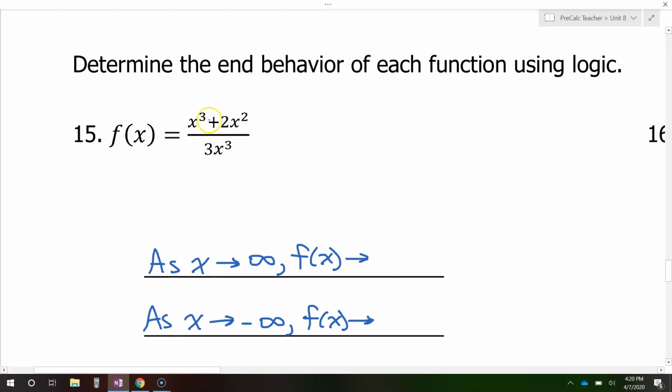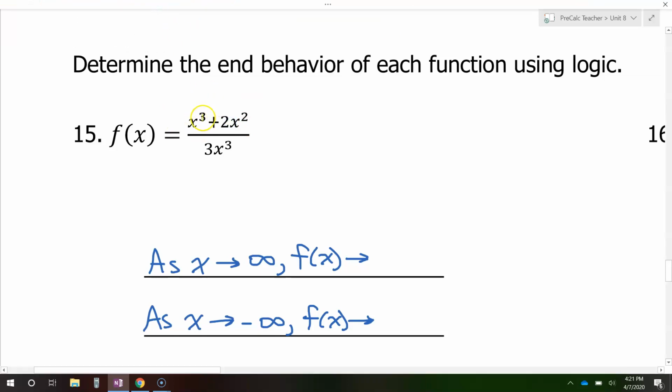The thing that you need to understand is when you look at the terms in a polynomial. I'm just looking at the numerator right now. It has two terms. We have x to the third power and 2x squared. Because of the exponents, these terms are not going to be growing at the same rate. The higher exponent is going to cause the first term to grow much, much, much faster than the second term. So as we approach infinity, the larger exponent term is going to be the only term that matters.